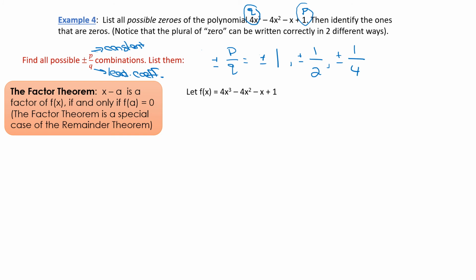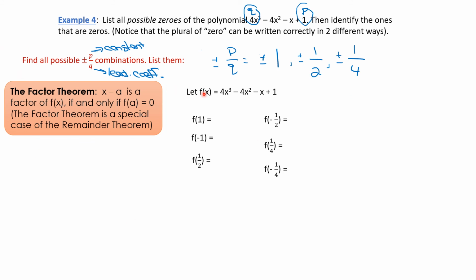It makes it a little easier to sub it in if I call it f of x instead of leaving it as a polynomial expression. I change it into an equation just for substitution purposes. So I've got to sub in my 1s and my negative 1s, those are these two right here. Then I have the 1/2s to sub in, and the 1/4s to sub in. So we're going to sub in all of those and see what we get.